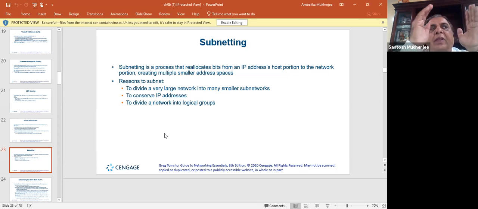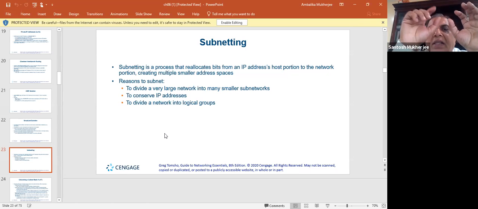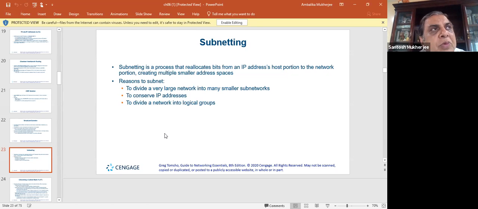So you have the main host address, the main network address, the domain address, and then the subnetting address, which means a router is associated with other routers, and that router is associated with some switches. Those subnetting address spaces are there, and that is what is called subnetting. This allows you to reallocate bits from an IP address. You have an IP address, and with it you are subnetting.